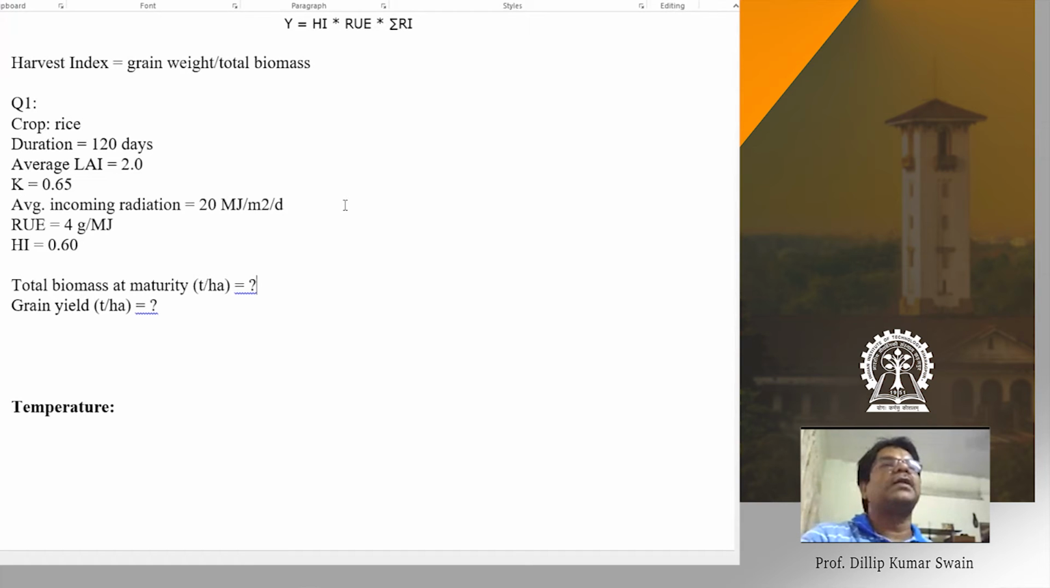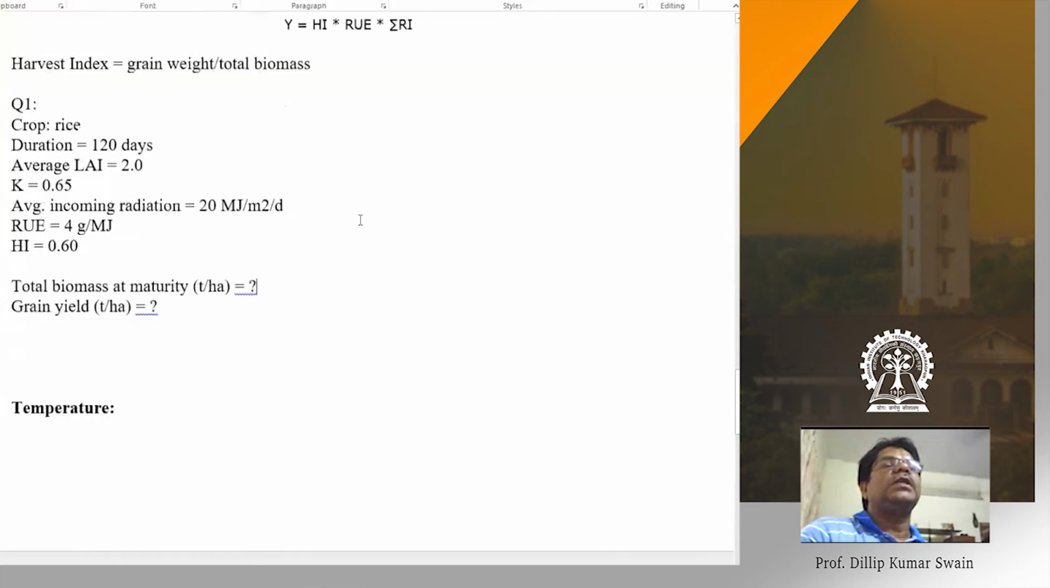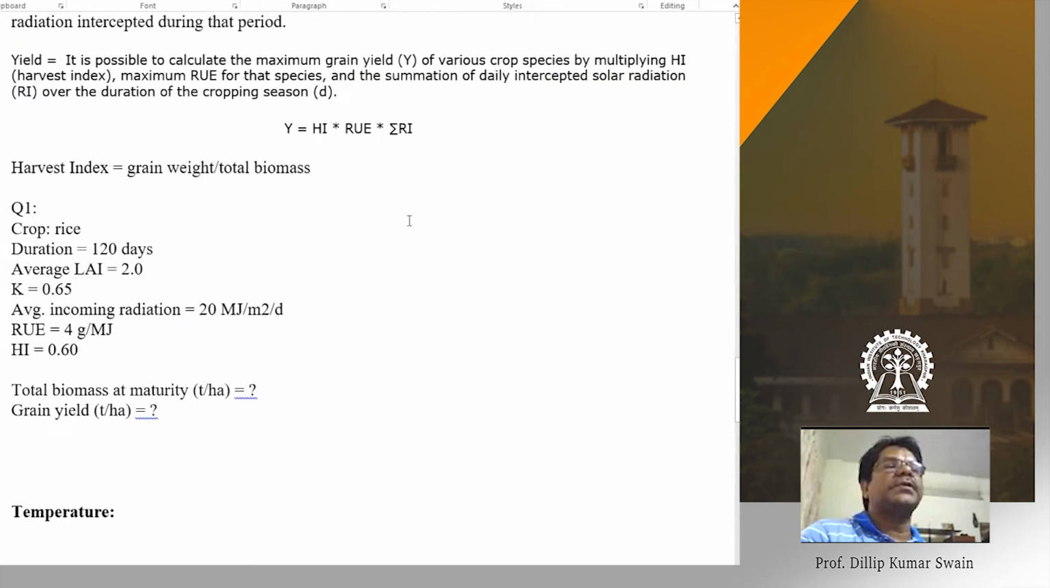Let me make it very clear. Once again, I will explain. Some of you are facing some problem, I think. Using the radiation interception, you need to calculate how much radiation is intercepted by the crop. I is equal to I0, the radiation at the top of the canopy, into 1 minus e to the power minus k into LAI, is it not? That gives the radiation interception by the crop on a daily basis.